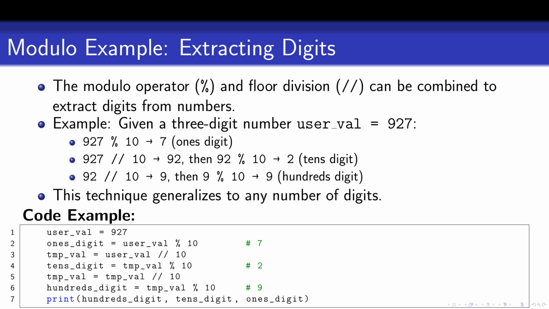This pattern works no matter how many digits the number has, making it a versatile tool for tasks like digit analysis, numerical puzzles, or data validation. What's powerful is how little code is needed to accomplish this. A simple sequence of division and modulo operations reveals the structure of the number in a way that's both logical and efficient.